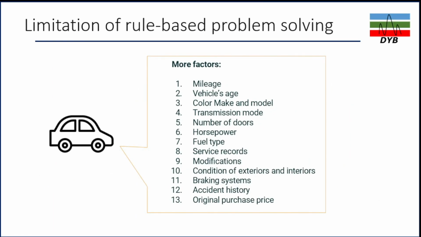So what are the more factors you can include in your machine learning algorithm? First of all, we have just chosen the vehicle mileage and the age of the vehicle. Then again, you can choose color, make, and model, transmission mode like automatic or manual, then the number of doors, horsepower, fuel types, and any further rules you can define in the machine learning, and it will improve your prediction as well.